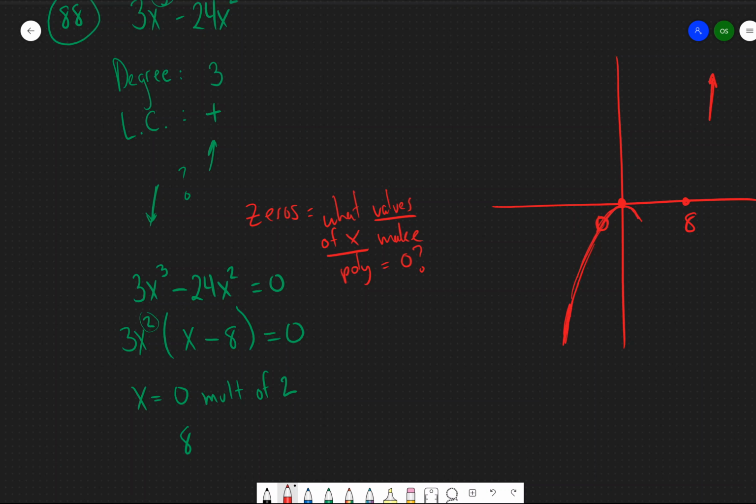Remember, when it's an even multiplicity, we bounce off the root, or we are tangent. I'm going to say the word tangent because that's our word. We are tangent to the root. And then when we have an odd multiplicity, we're going to go through the root. So that's what my sketch would look like for this. And again, I'd like to just label it sketch because I don't want people to think, oh, I made the graph, right? No, you made a sketch of the graph.